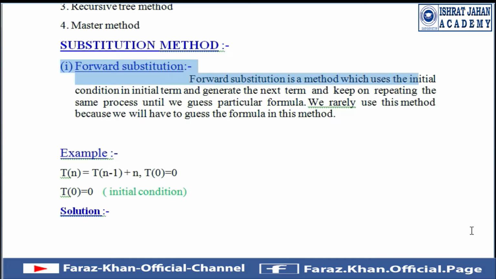we use the initial condition in the initial term and generate the next term and keep on repeating the same process until we guess a particular formula. We rarely use this method because we will have to guess the formula in this method, right? Let's take an example. T of n is equal to T of n minus 1 plus n, where T of 0 is equal to 0, which is obviously our initial condition, right? So let's solve this equation.